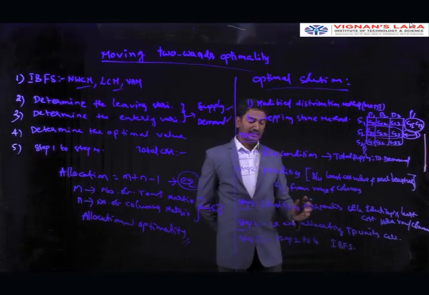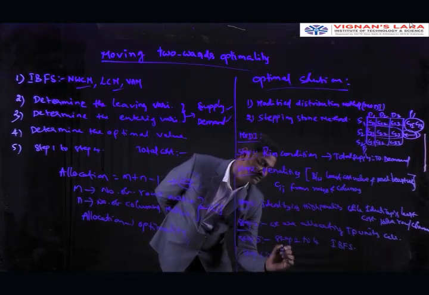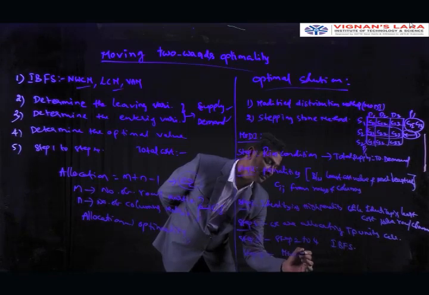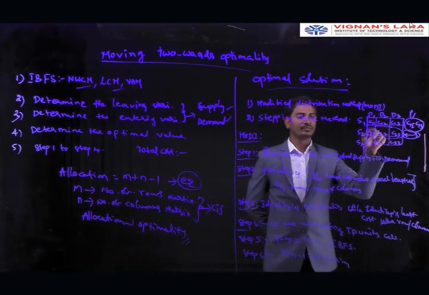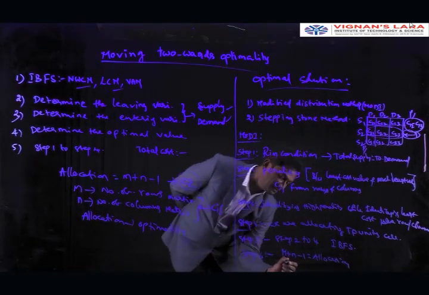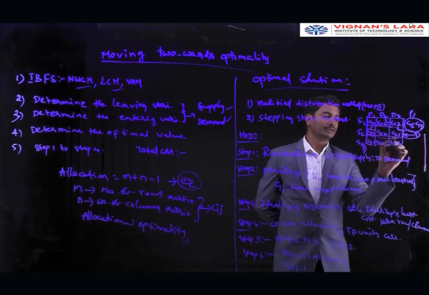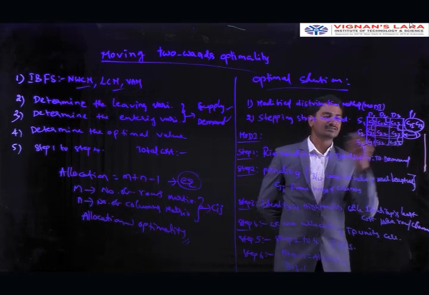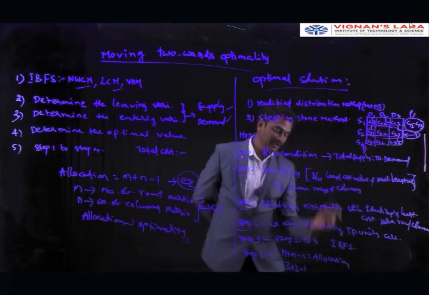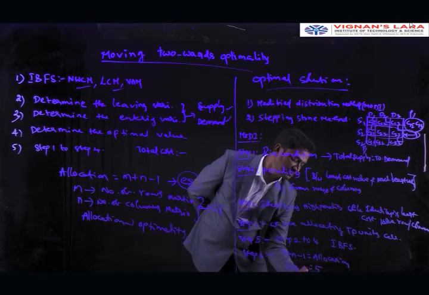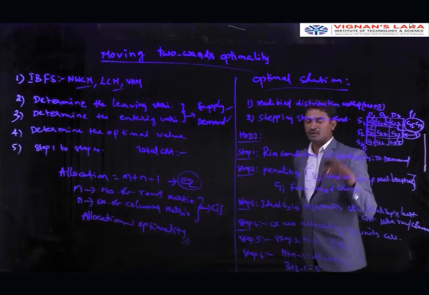After getting the initial basic feasible solution, we have to check the allocations. In step 6, we check that m plus n minus 1 is equal to the number of allocations. For example, here we have 3 rows and 3 columns, so 3 plus 3 minus 1 is equal to 5. If we are allocating 5 cells in this matrix, then 5 is equal to 5. It is satisfied. Then we are going to find the optimal solution.